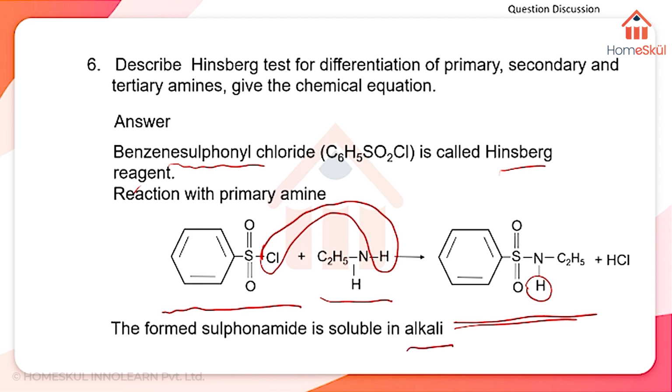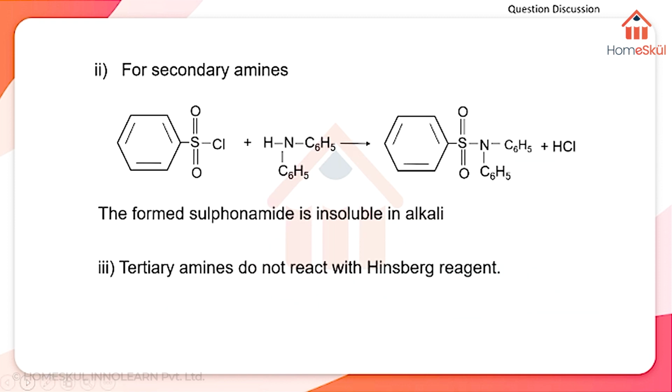So always remember, when a benzene sulfonyl chloride reacts with an amine and forms a salt, and if this salt is soluble in an alkali, then surely it is a primary amine. Okay, but what happens if it is a secondary amine? Look here, this is a secondary amine, that is (C6H5)2NH. As there is an NH, it's a secondary amine.